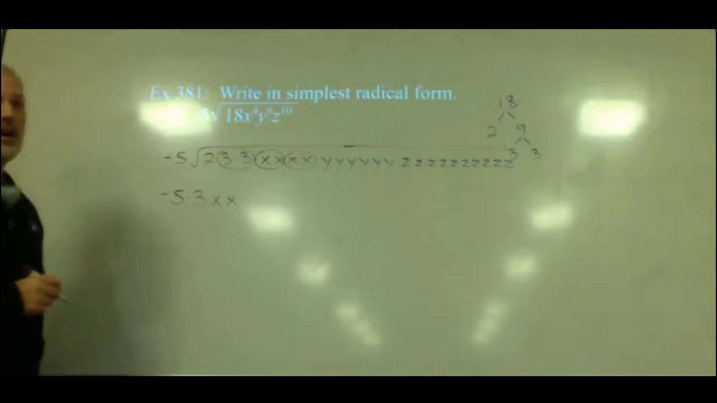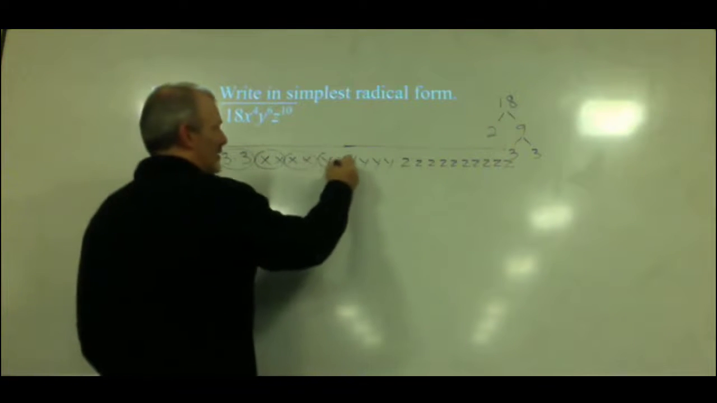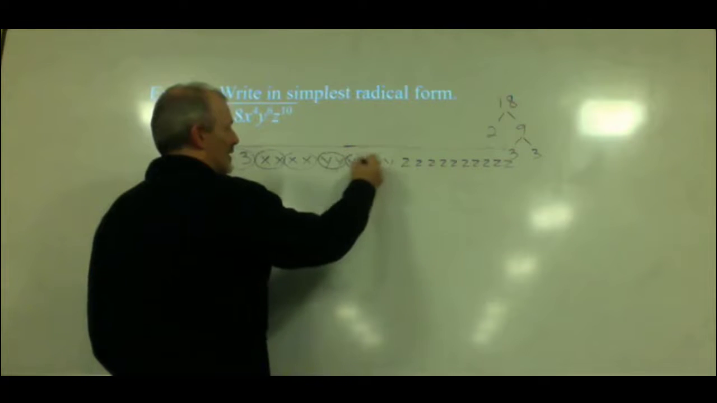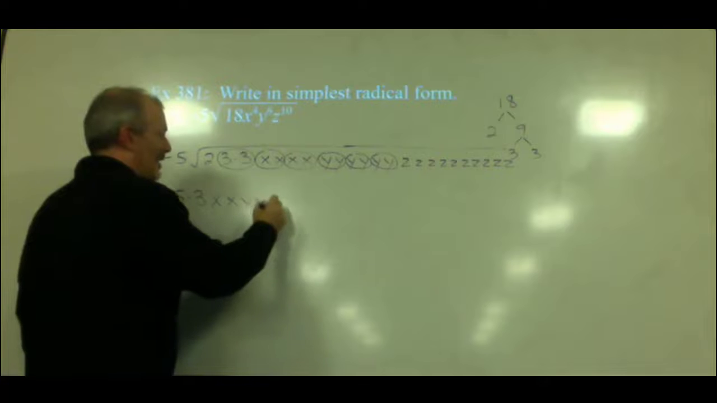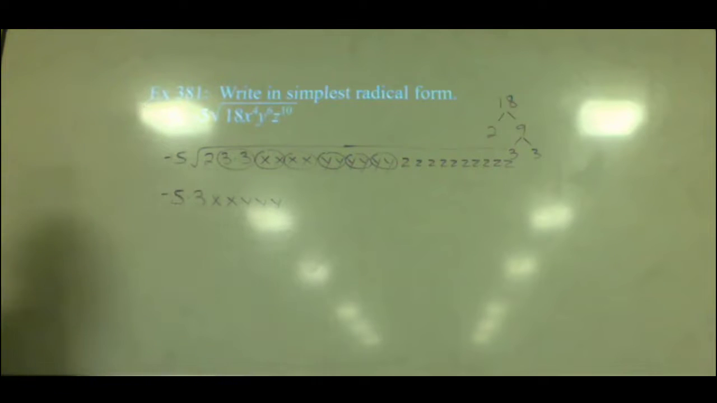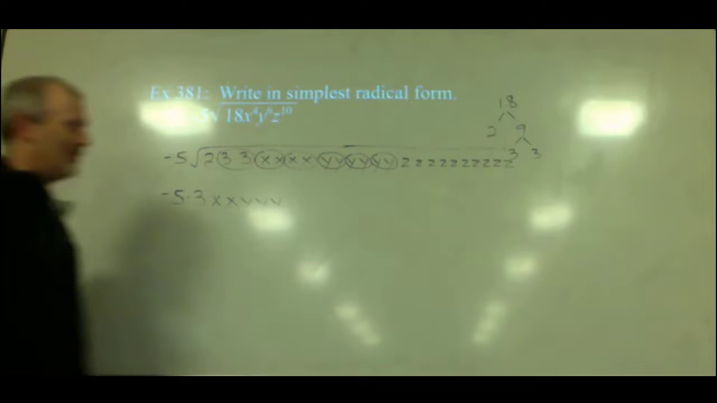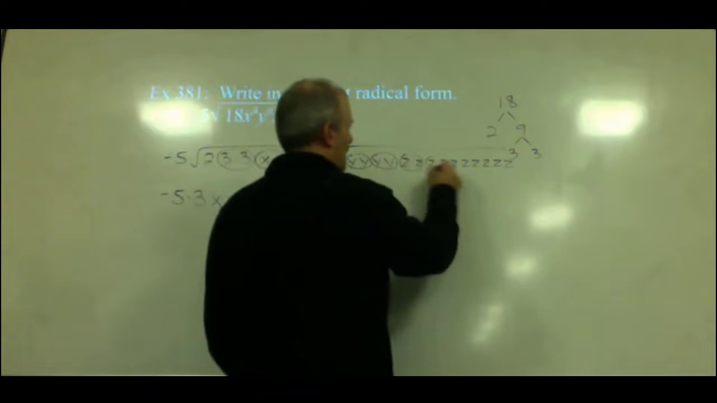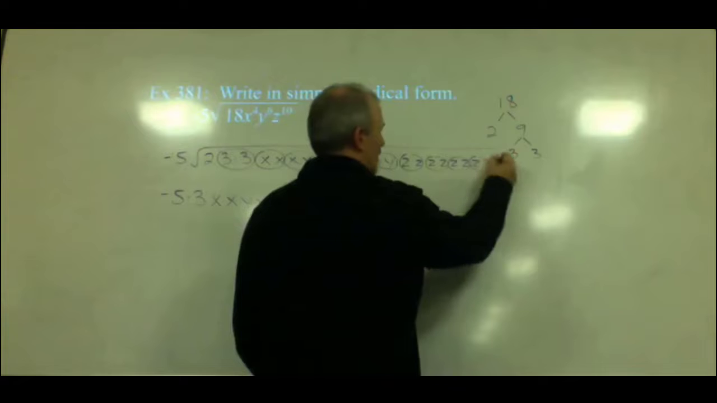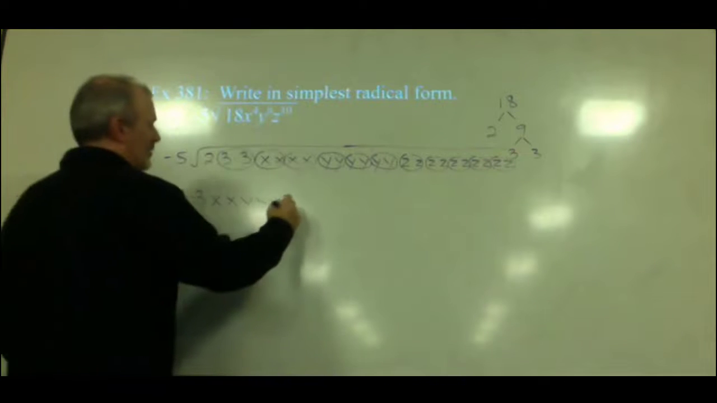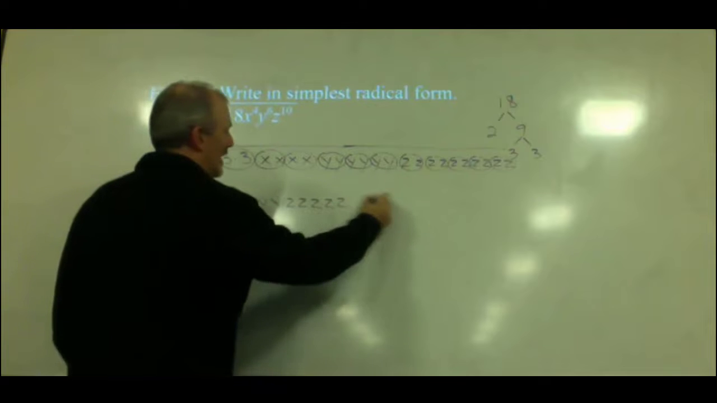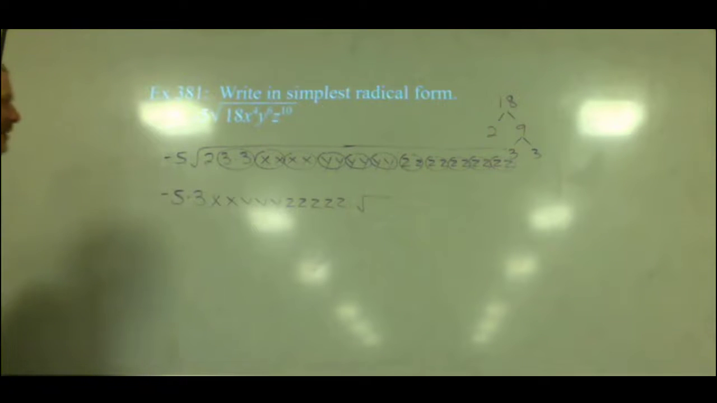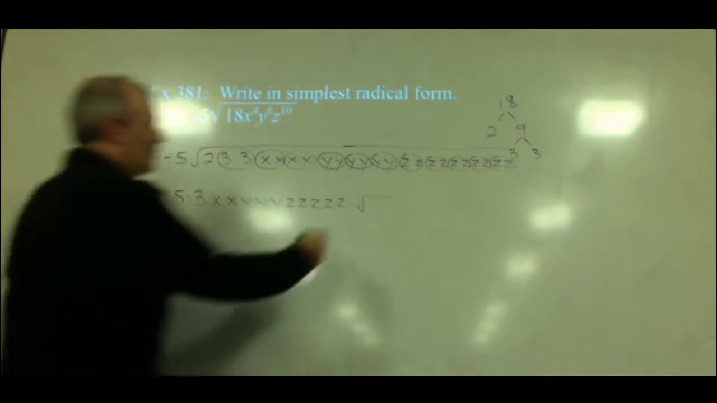So then we go on to the y's, and notice we have 2 y's, and 2 more y's, and 2 more y's. So we can take out a y, another y, and a third y. And then what about the z's? You got 5 pairs, right? 1, 2, 3, 4, 5. And then what's left inside the radical? Just a 2.